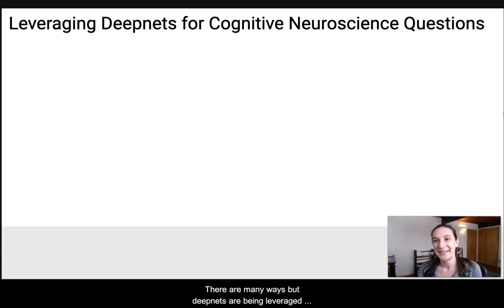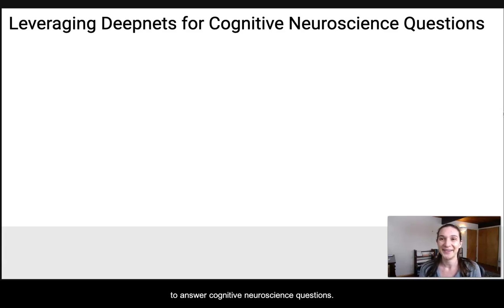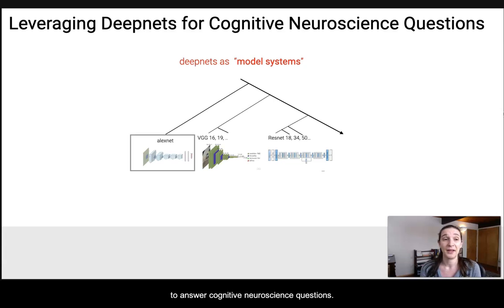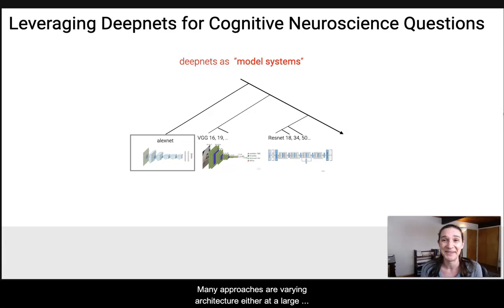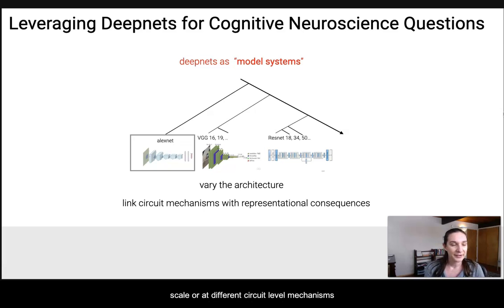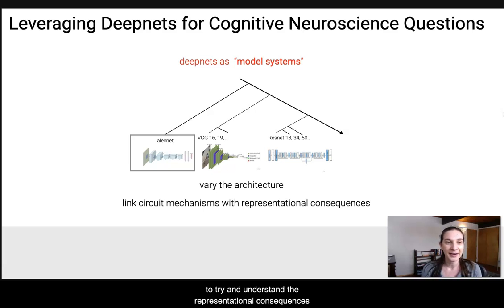There are many ways that deep nets are being leveraged to answer cognitive neuroscience questions. We now think of deep nets as model systems: the zebrafish, the macaque, the AlexNet. Many approaches are varying architecture, either at a large scale or at different circuit level mechanisms to try and understand the representational consequences. And I suspect you'll have just seen some elegant examples of this right before.